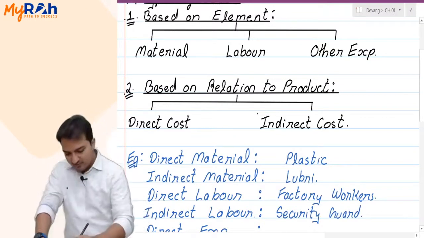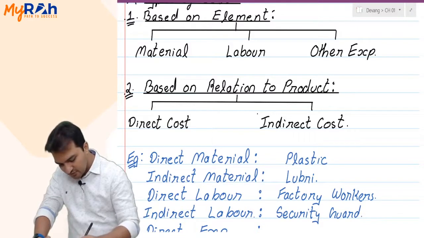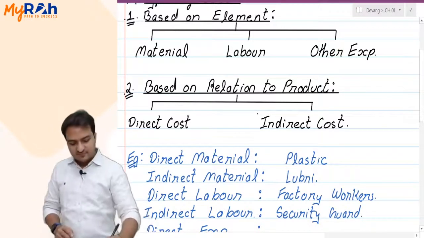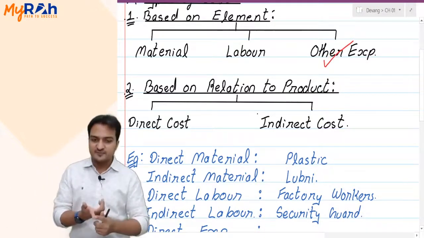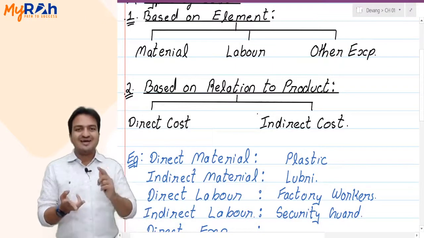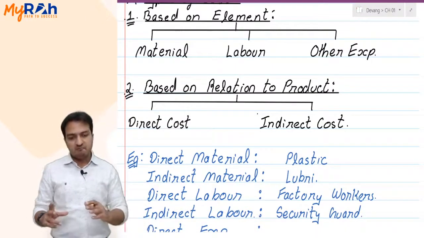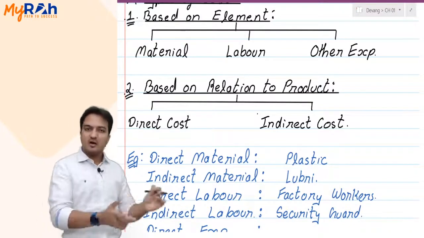And the third main element of cost that I give you here: other expenses. Other expenses means anything other than material and labor. It might be electricity expense, it might be water consumption, it might be rent paid for anything, it might be some commission paid or royalty paid. All that will come under other expenses.